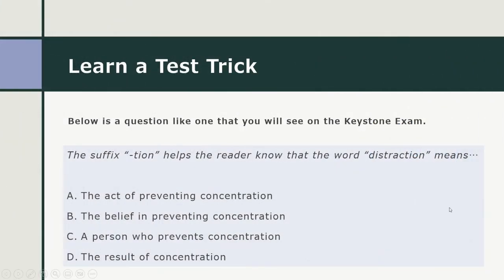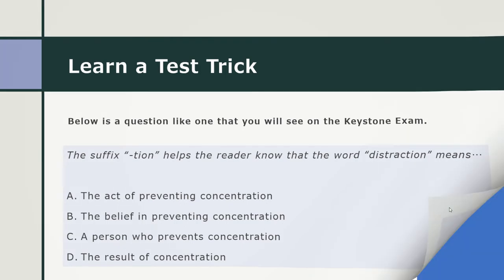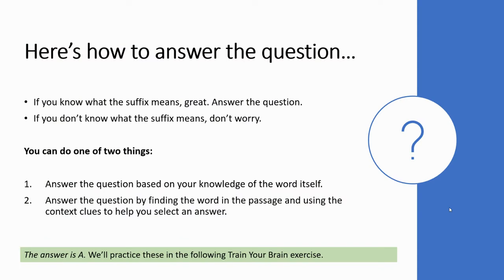Below is a question like one that you'll see on the Keystone exam. The suffix -tion helps the reader know that the word distraction means: A, the act of preventing concentration; B, the belief in preventing concentration; C, a person who prevents concentration; or D, the result of concentration.